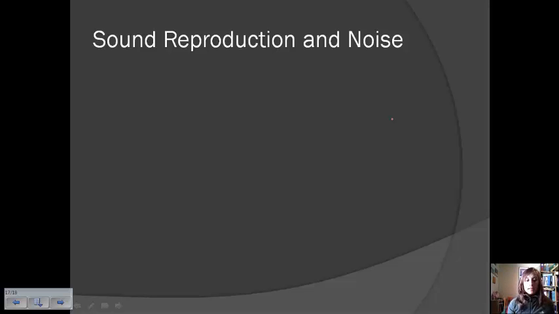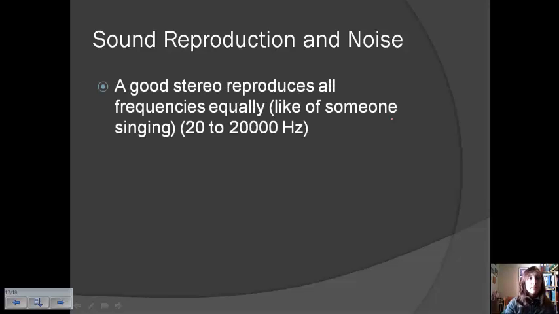Okay, so we play all these instruments and we do these chords and get them in tune, and now we want to reproduce the sound through a recording or a speaker. A good stereo reproduces all frequencies equally, because someone singing has a wide range, and you want to be able to reproduce all those frequencies so that it sounds just as good as it would live. This is usually 20 to 20,000 hertz. Remember, hertz is a unit of frequency.